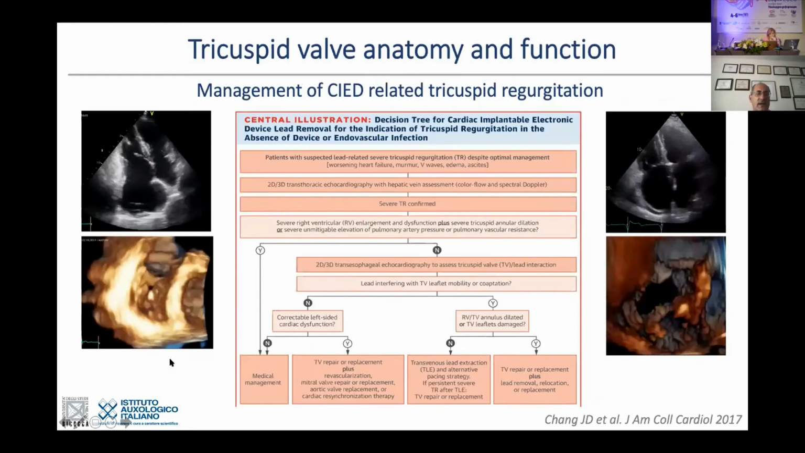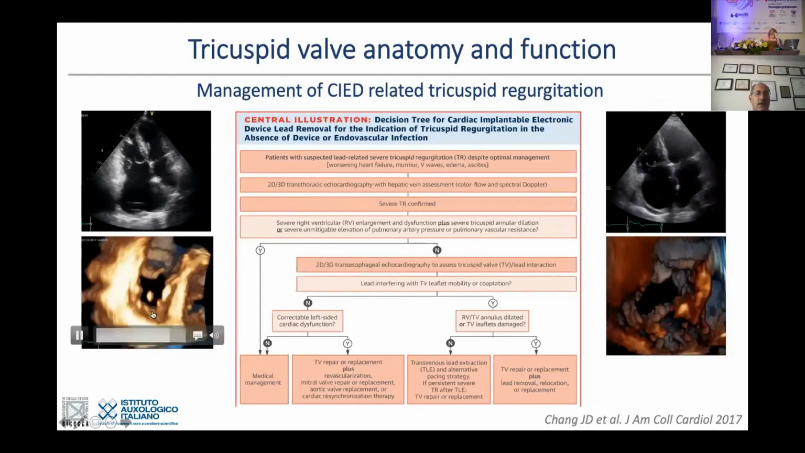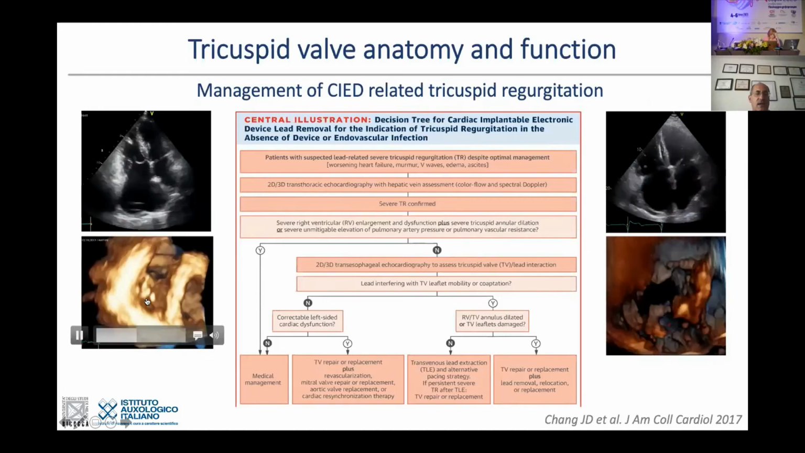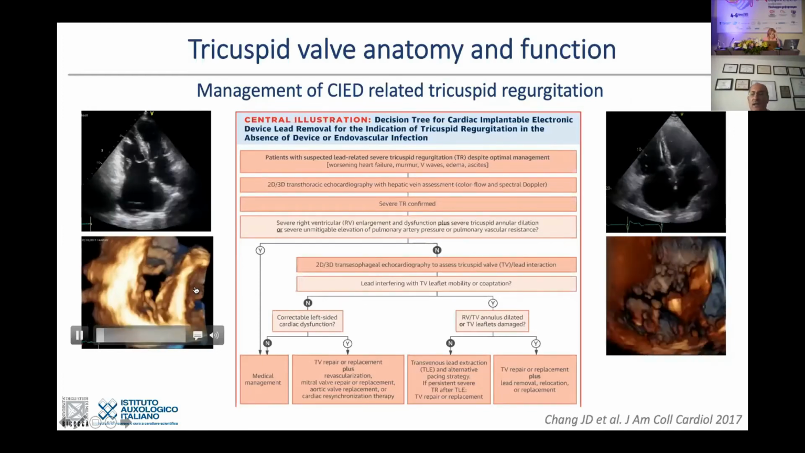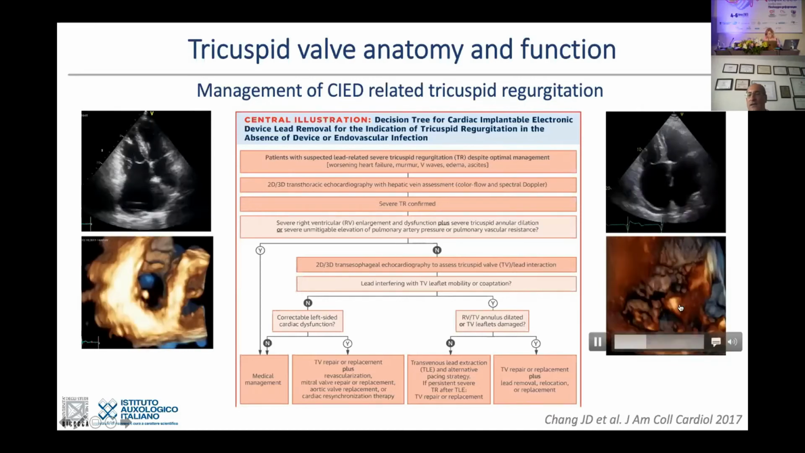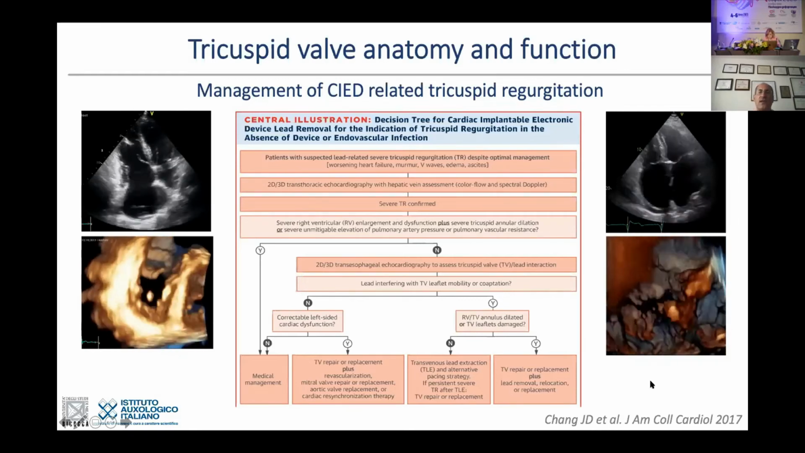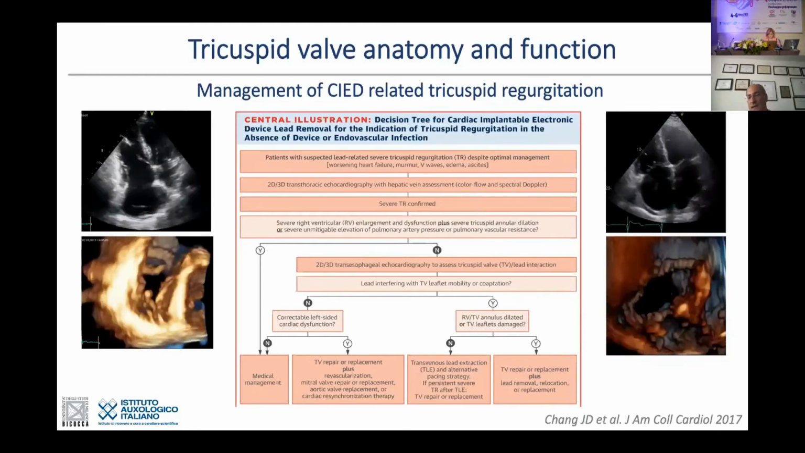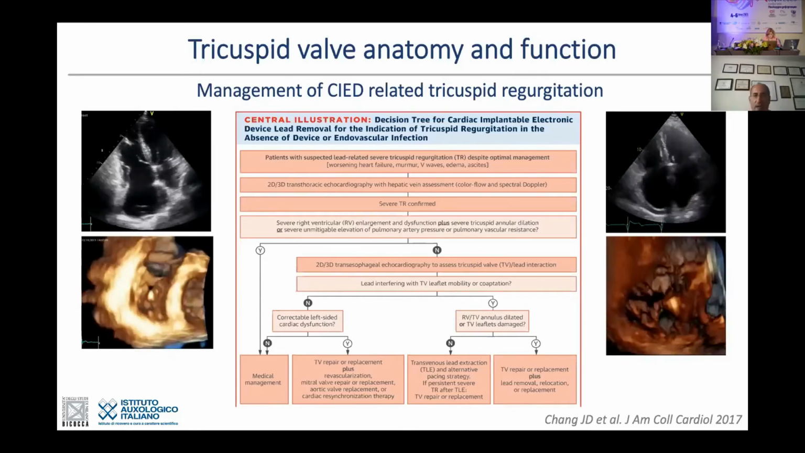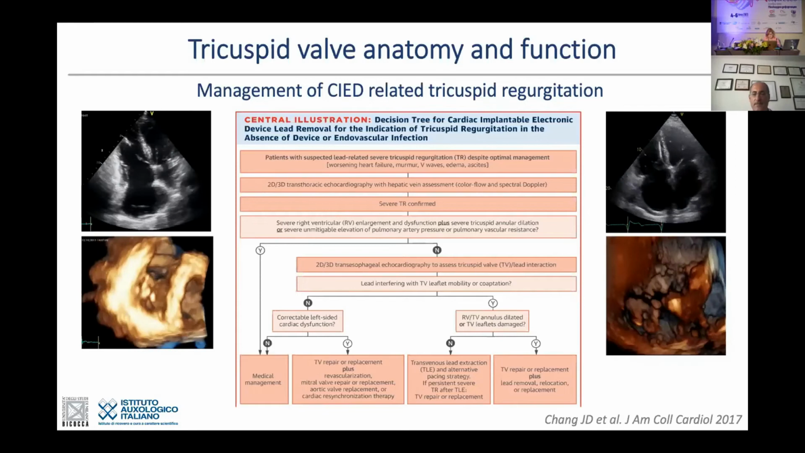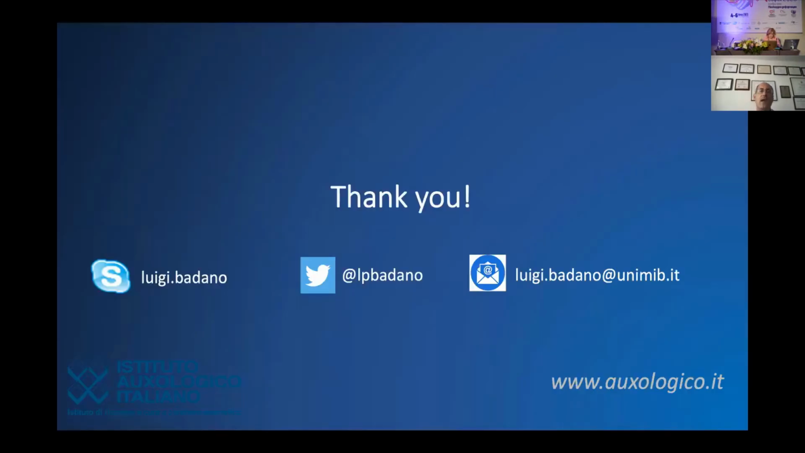On the left, a case where the lead is correctly placed into the commissure between the septal and the posterior leaflet, not interfering with the leaflets. On the other side, you have a clear interference of the lead with the body of the septal leaflet that is restricted in its closure. This topic has been covered recently in JACC journals, where you can see the algorithm for the treatment. And with that, I wanted to stop here my presentation on the tricuspid valve, waiting for your questions or comments.